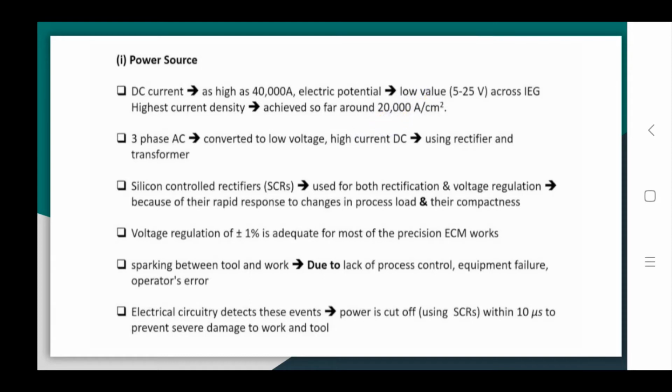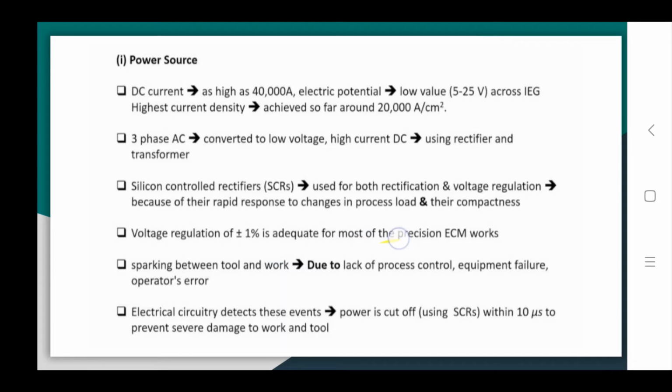This three phase AC is converted into low voltage high current DC power supply using a rectifier and transformer. Silicon controlled rectifier is used for both rectification and voltage regulation because of the rapid response to changes in the process load and also their compactness. Voltage regulation of plus minus 1% is advocated for most precision works.